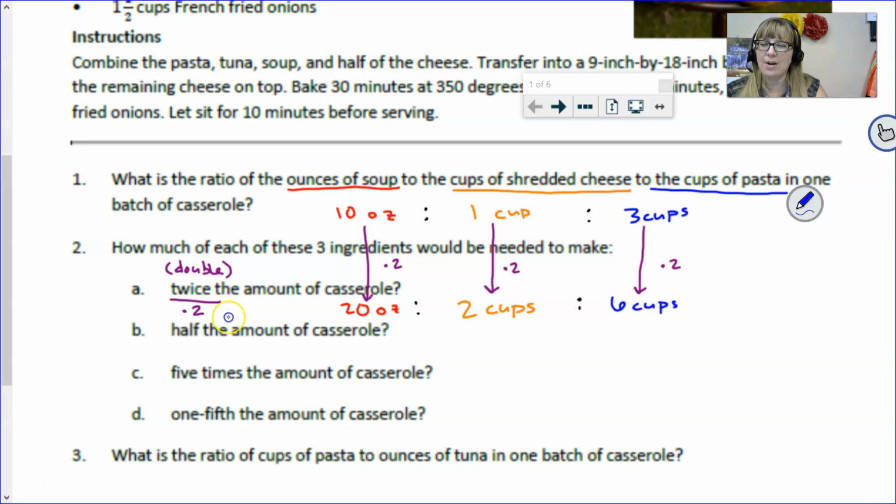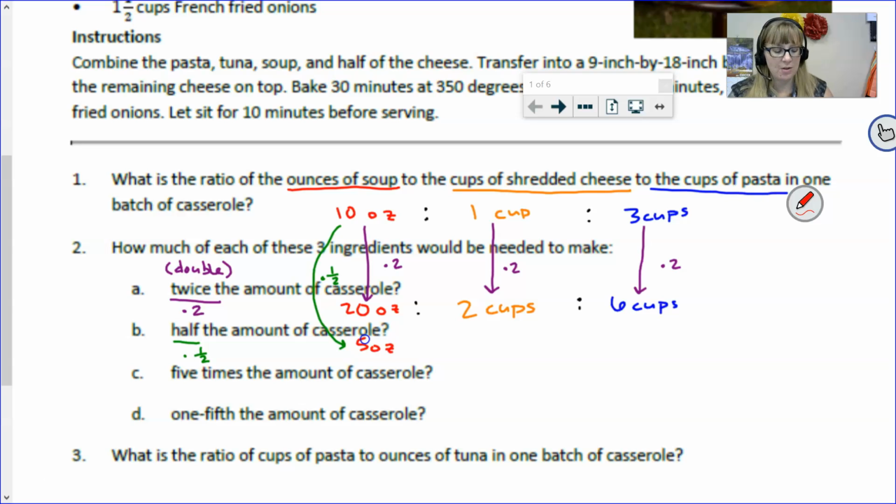What is it going to look like when I need to half the amount of casserole? Now again, that number here is half. What we should be doing mathematically is multiplying by 1/2. 10 times 1/2 is 5.